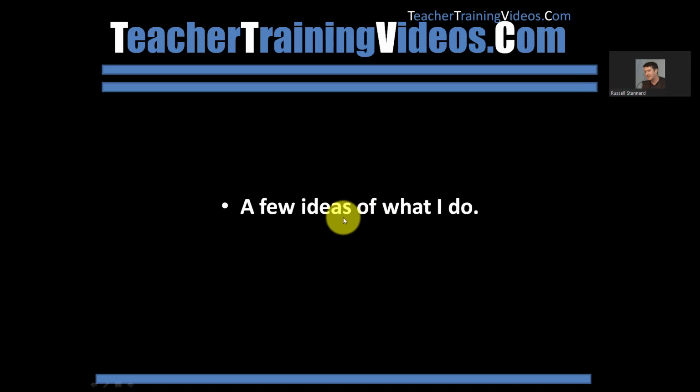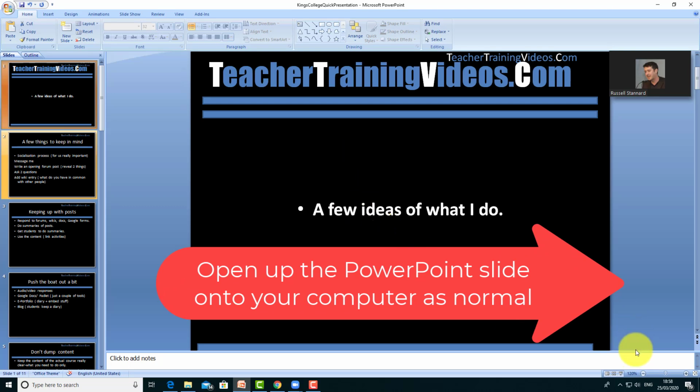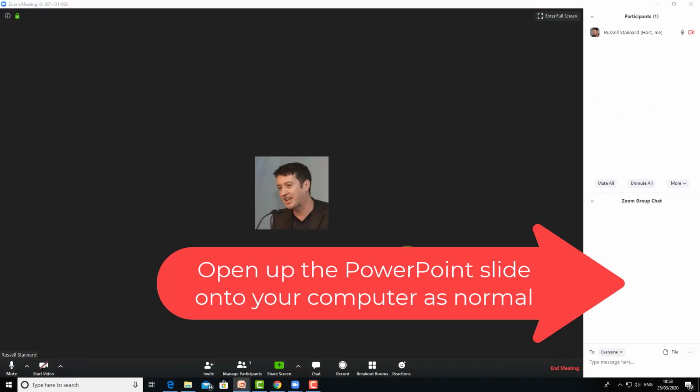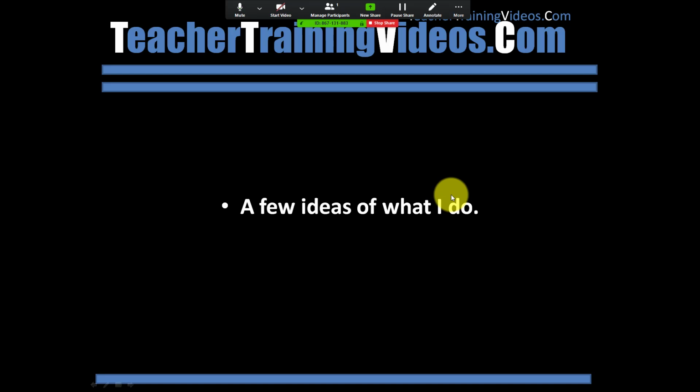Notice I've got the PowerPoint slide open already. I've got a PowerPoint slide in the background here. I'm going to open it up. So I've got that open. Now I'm going to open up Zoom again. And when I now click on screen share, there is the PowerPoint slide ready. I can click on it and click on share. The PowerPoint slide is open.